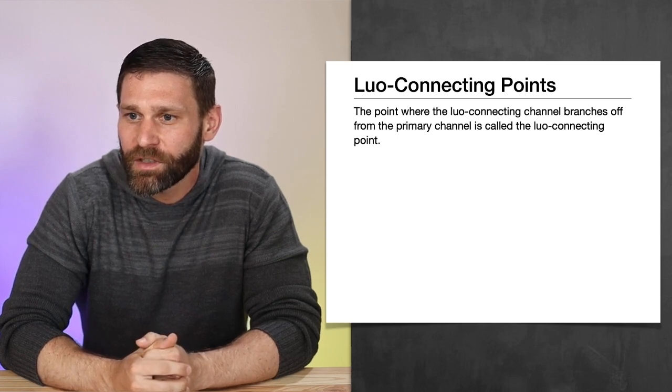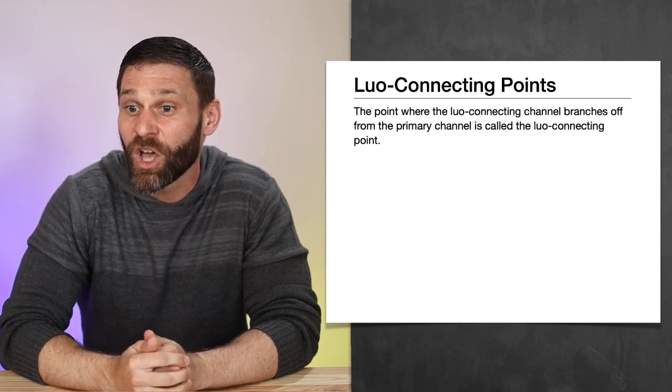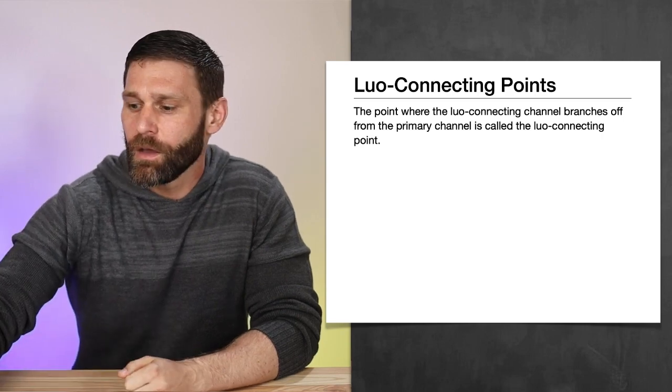The Luo-Connecting Points: the point where the Luo-Connecting channel branches off the primary channel is called the Luo-Connecting point. So when we went over the secondary channels, remember, we first talk about the primary channels, that's where the points are, but then we talk about the secondary channels like the sinew channels and the divergent channels. We also talked about the Luo-Connecting channels. And one of the things we said is the Luo-Connecting channels always begin at the Luo-Connecting point.